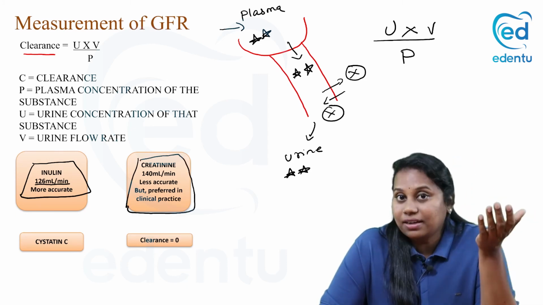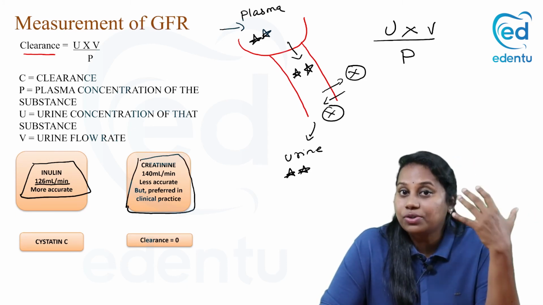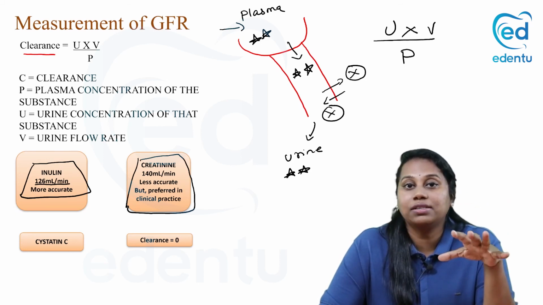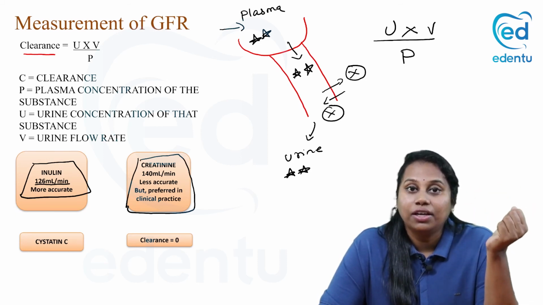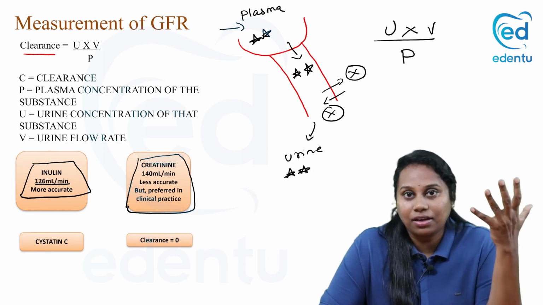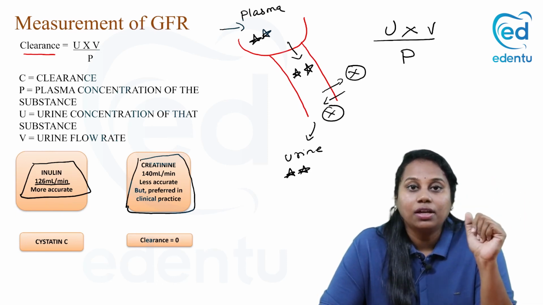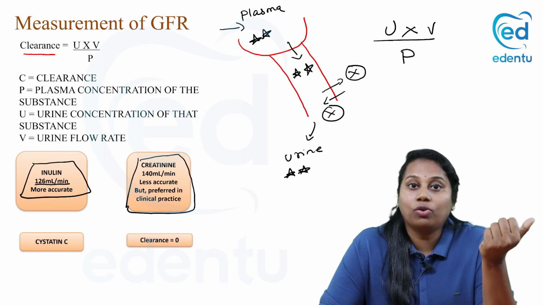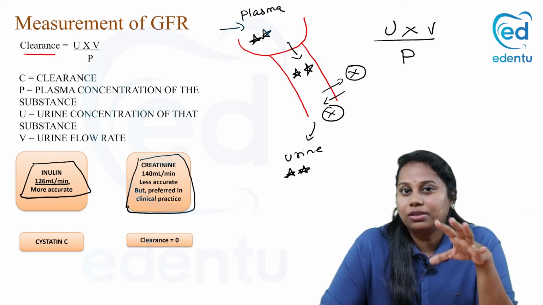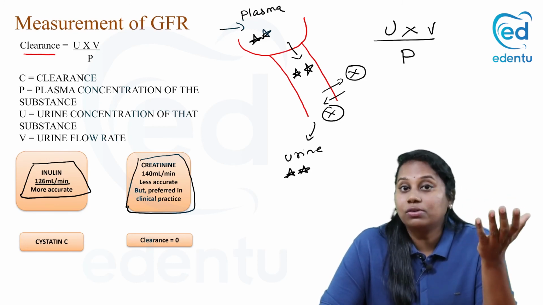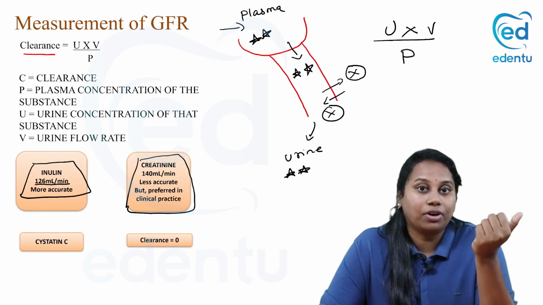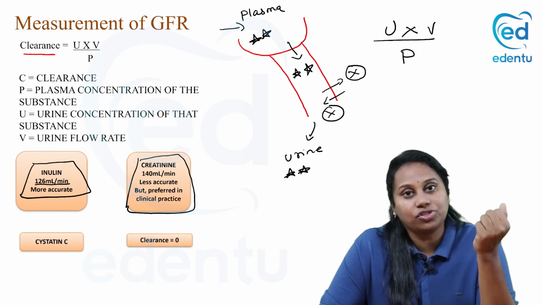Why? Because creatinine is a substance which is produced endogenously inside the body itself. It is produced by your muscle cells. You're not going to buy creatinine and inject it. It's there already in the body, and it follows all the criteria also. And if you're able to measure creatinine clearance, that can also be a surrogate for GFR. It can also indirectly give you the value for GFR.